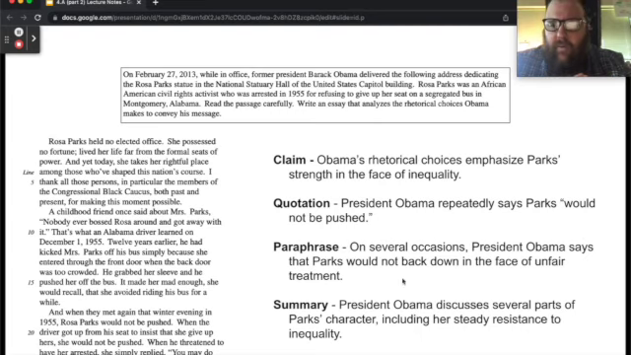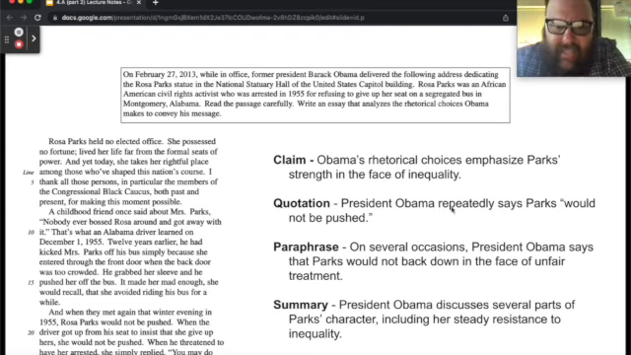What we want to do, though, is come up with a piece of quoted evidence, a paraphrased evidence, and a summarized evidence. So let me read those. The quotation, I said, President Obama repeatedly says Parks, quote, would not be pushed. That's it. Then from there, of course, you would go on and explain that evidence and connect it back to the thesis, right? But that's it. That's a quoted piece of evidence.